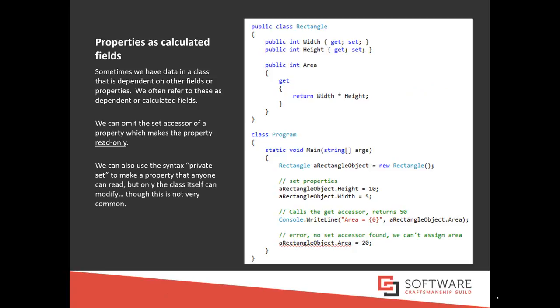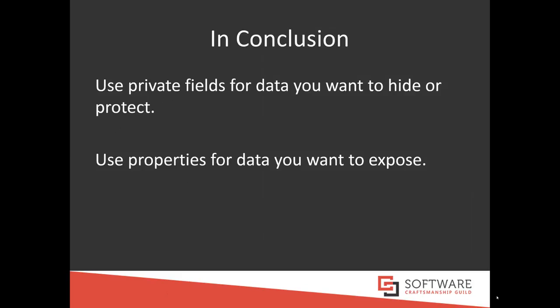Note that if we do want to have a set method, but we don't want other people to mess with it, we can put the word private in front of set. And that would mean that anyone could read it using the get accessor, but private set would mean that only the rectangle class can set the value. It's not very common. I just want you to know it's possible.